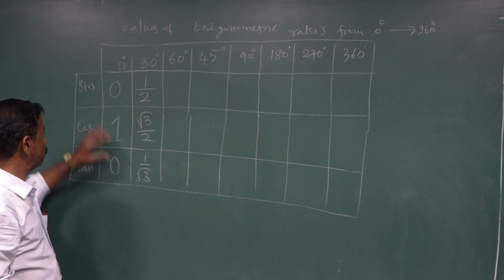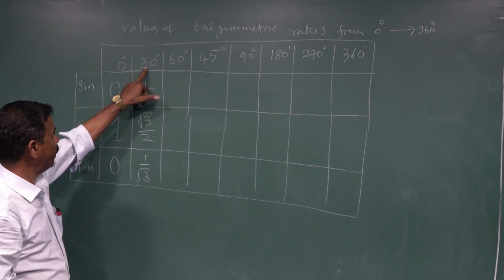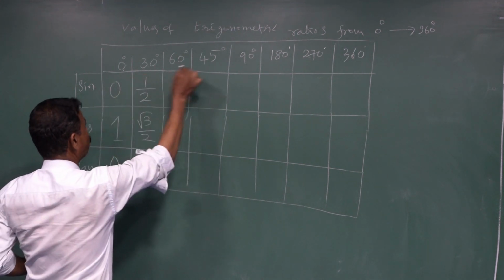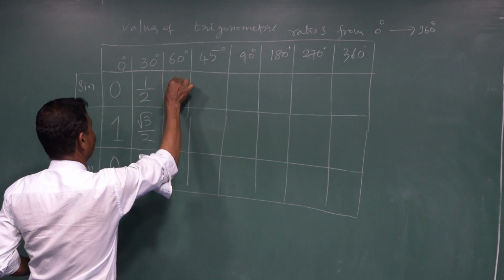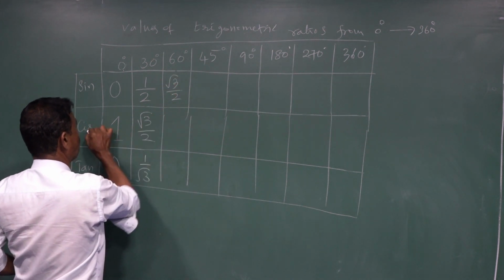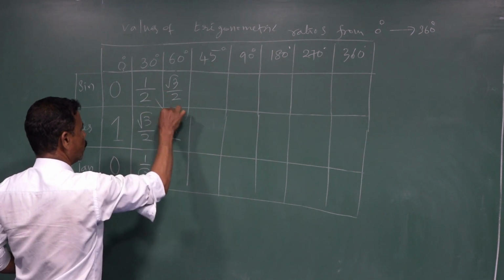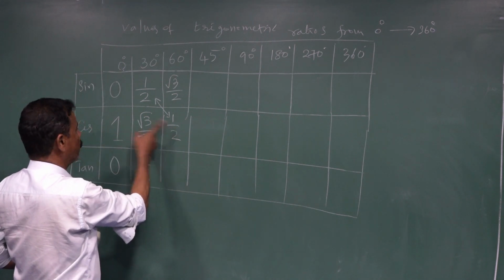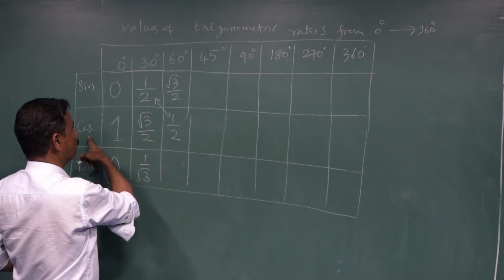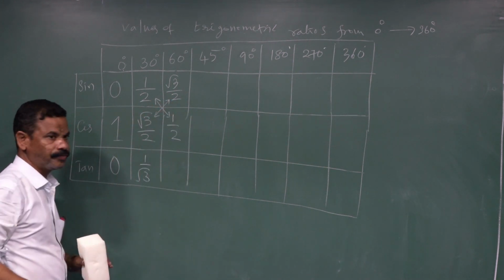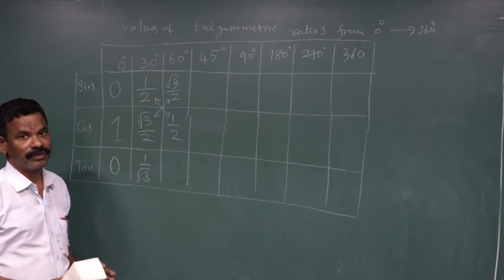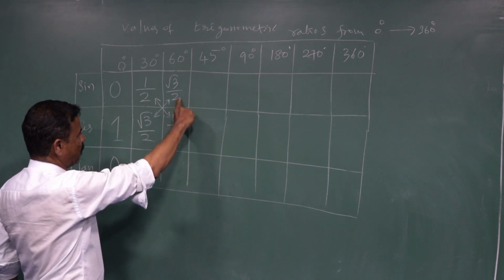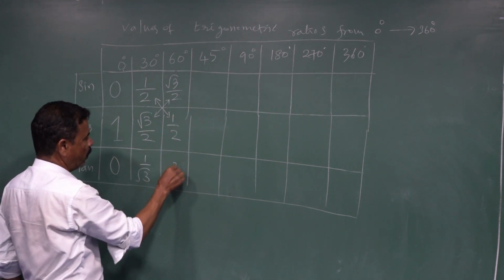For 60, here 30, here 60. Comparison between sin and cos. Sin of 30, cos of 60, both are equal. And sin of 60, value is the root 3 by 2. Cos of 60 is the 1 by 2. You observe here, sin 30 value, cos 60 value same. And sin 60, cos 30, both are same values. That's why I put here 30 and 60. Next, tan of 60, sin 60 by cos 60. 2 gets cancelled, only root 3.